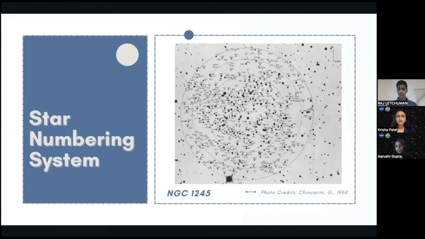So before we could do anything, we needed to determine a star numbering system to organize and identify stars, because as you can see, there's over 500 stars in NGC 1245, and we needed a way to organize them so we could know which star is which. We looked through a few star numbering systems, and we settled on one made by Guido Scincarini, who is an Italian astronomer. And you can see his star numbering system here, the one we used.